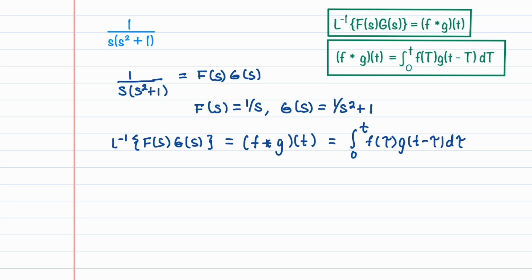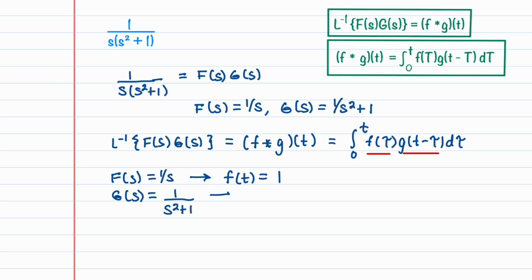Since we need to substitute f and g into this integral, what we're going to do now is actually find f and g. We have that f of s is 1 over s, and when we take the inverse Laplace transform of this, we get little f of t is equal to 1. G of s is equal to 1 all divided by s squared plus 1, and its inverse Laplace transform is little g of t is equal to sine of t. You can just get those from a Laplace transform table.